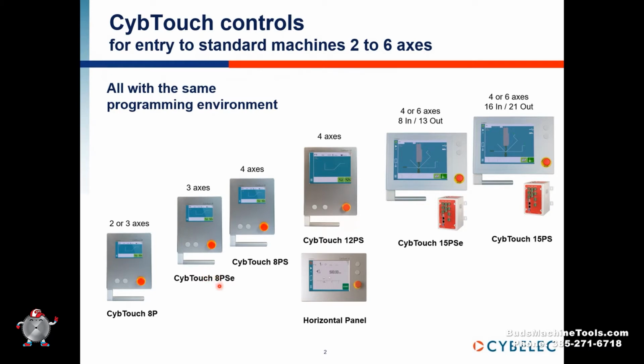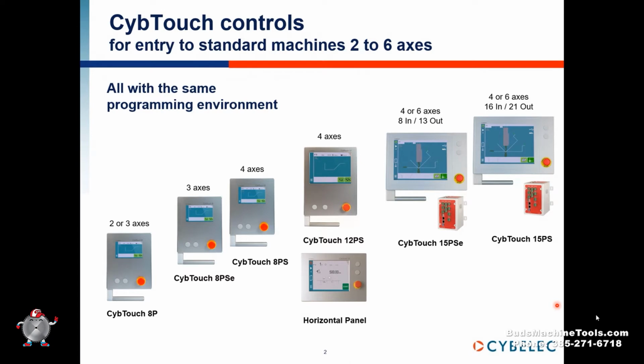Note that Cybtouch 8PSE and 8PS are different hardware, which means we have a different number of input-output, and this hardware is only for 3 axes, and this one can be for 3 or 4 axes, being Y1, Y2, X, and R.